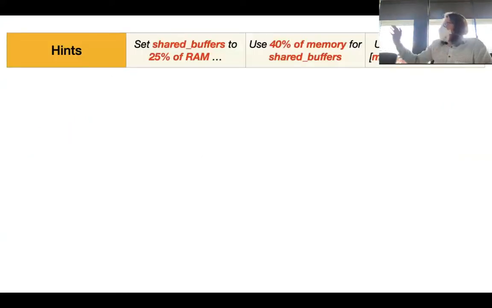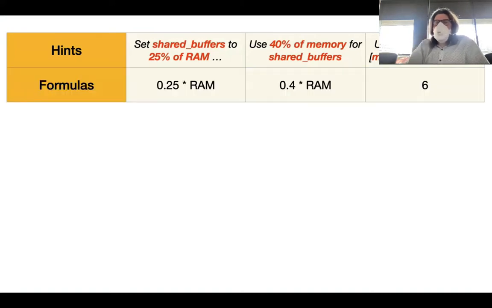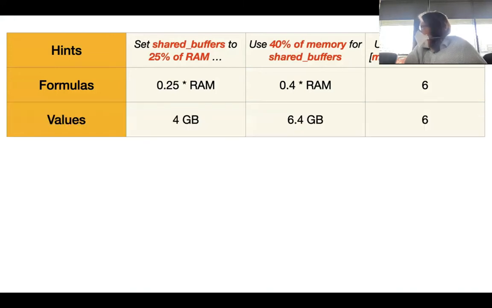Now, for instance, here is an example. We could start with the hints that you see here in the top row of the table. Those are the hints that I have already used as examples before. The first step would be to translate those hints into mathematical formulas, which may depend on system properties such as the amount of RAM. By substituting the values for those system properties in those formulas for a concrete system and resolving the formulas, we come to a concrete value recommendation for each of those parameters.